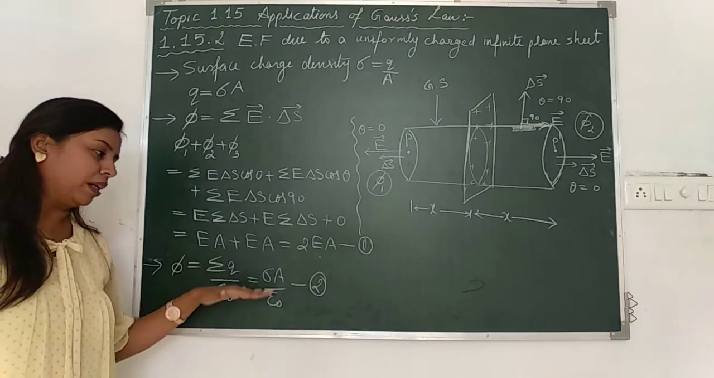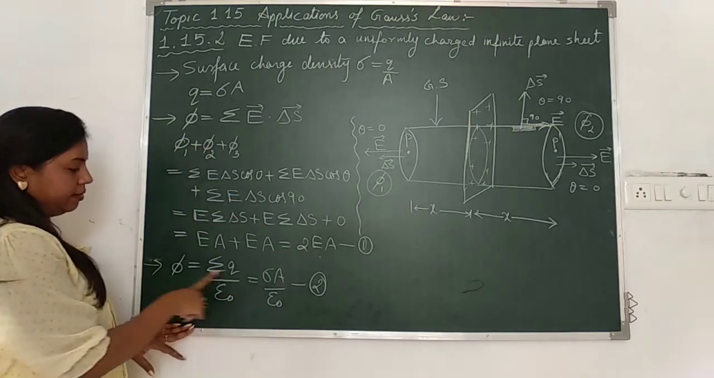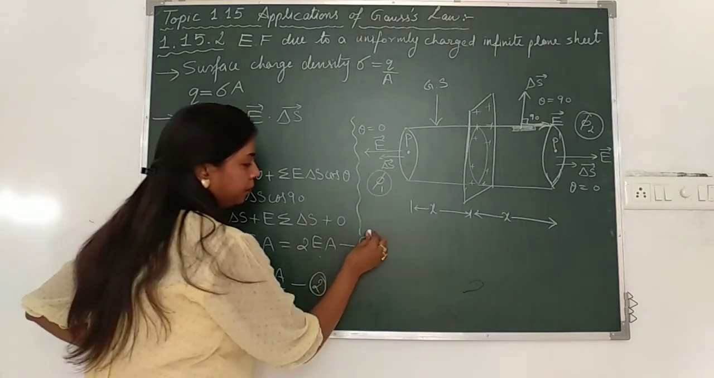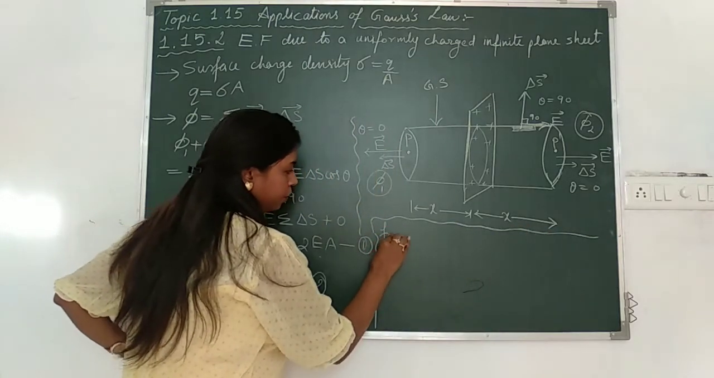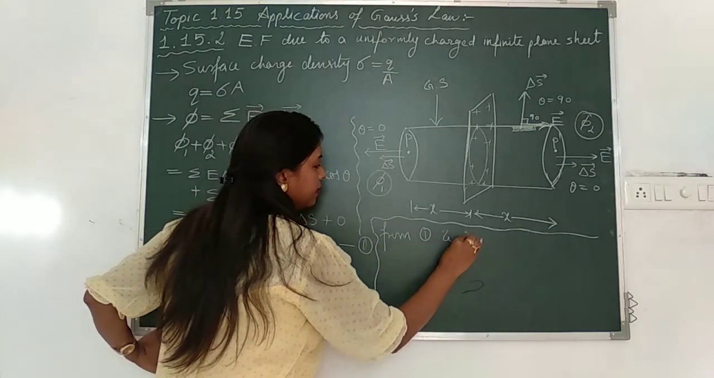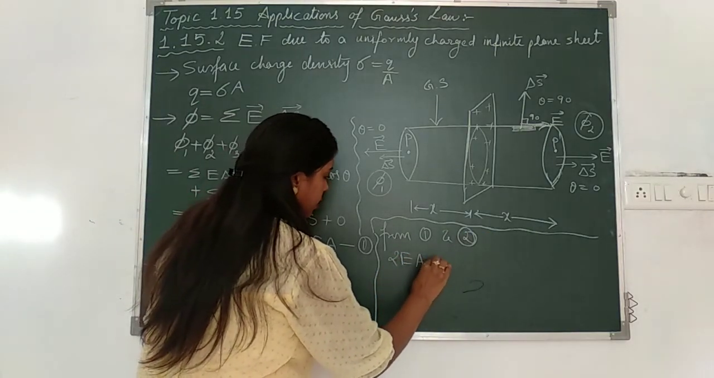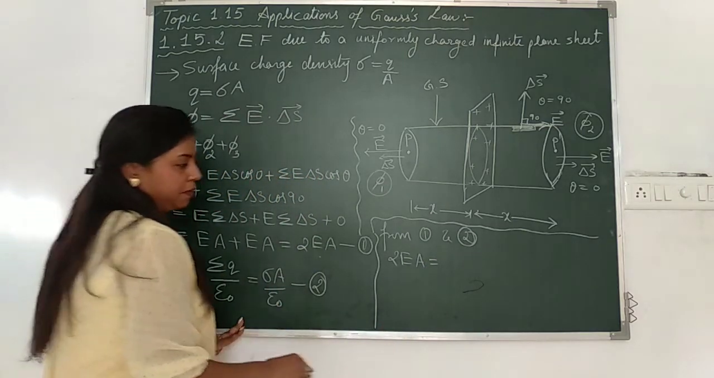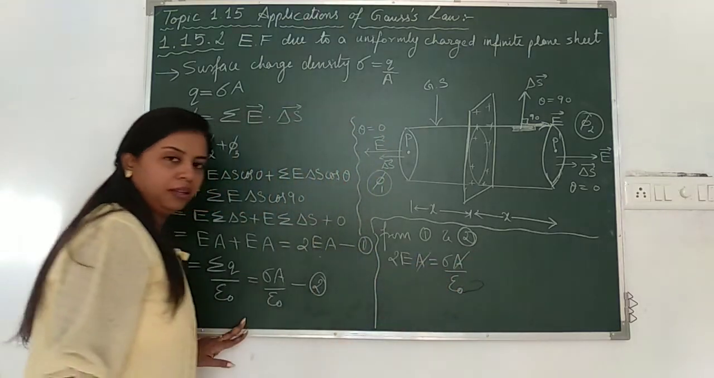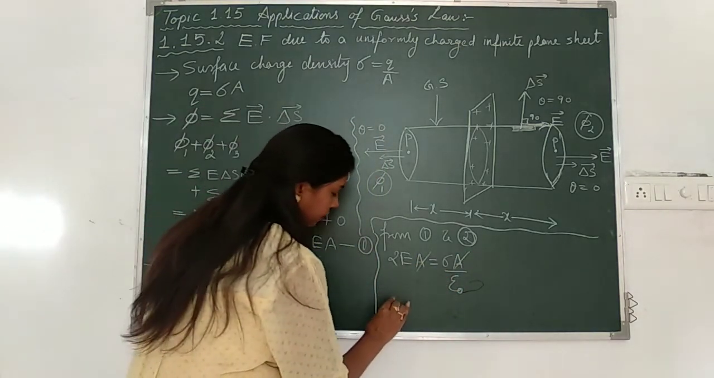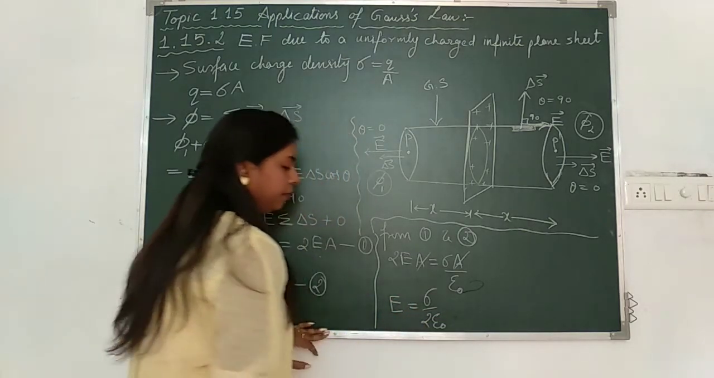Now we compare equation 1 and 2, as this is also the value of flux and this is also the value of flux. So from equation 1 and 2, what I obtain is 2EA is equal to sigma A upon epsilon naught. Both these A will get cancelled. This is in scalar form.